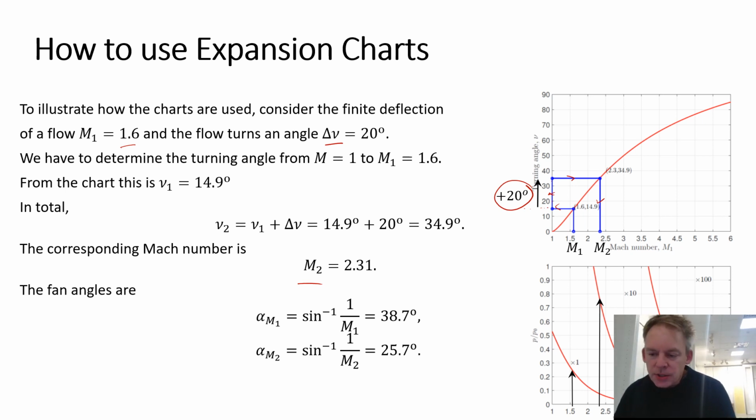In many cases, you're asked to label your diagrams with the shock wave angles in this particular case, and so these are arcsine 1 over M1, arcsine 1 over M2, and usually you're asked to draw these on top.